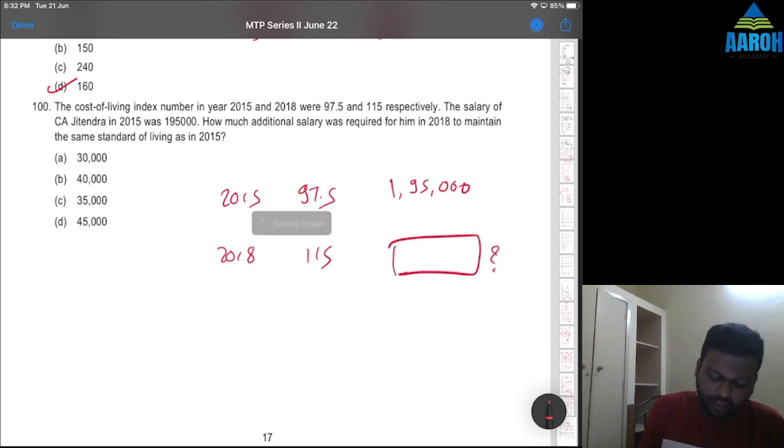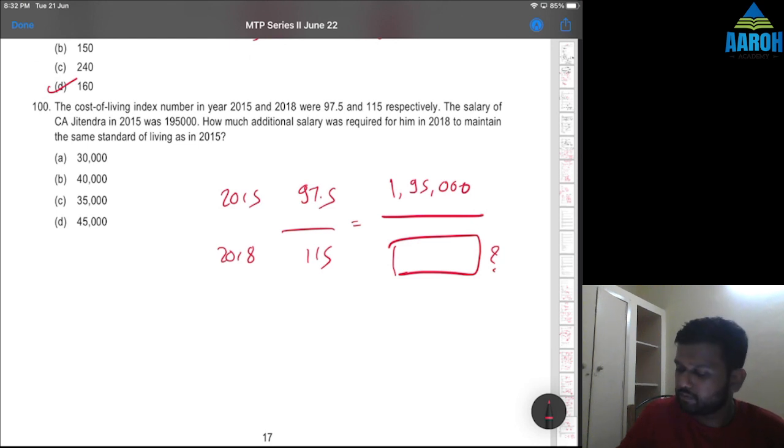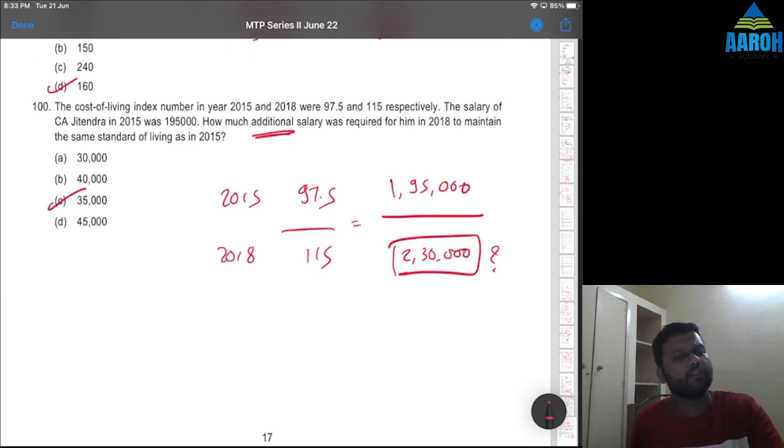So you can just cross multiply. Form a ratio: this by this is equal to this by this. So 195 by 97.5 into 115. This gives us 2,30,000. So how much extra additional salary is required? 2,30,000 minus 1,95,000, which is 35,000. Option C is the correct answer.